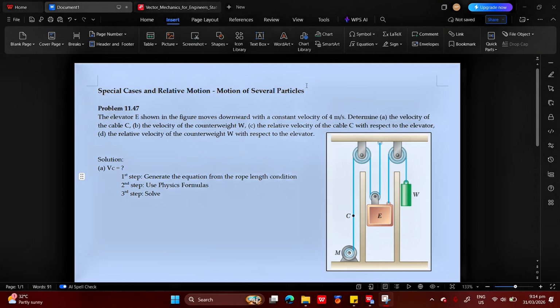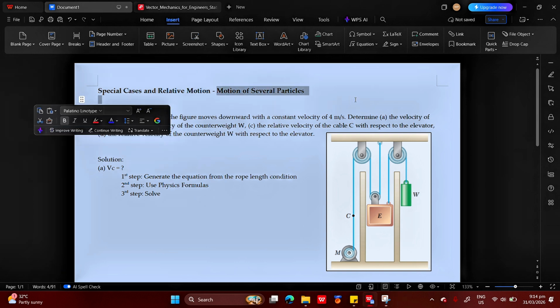Guys, this is our new boring topic for today. It is called special cases and relative motion, and it is the motion of several particles. Unlike our previous topic, which covers only one particle, an example is a vehicle moving. Of course, if a vehicle is moving, there is an acceleration and a velocity.